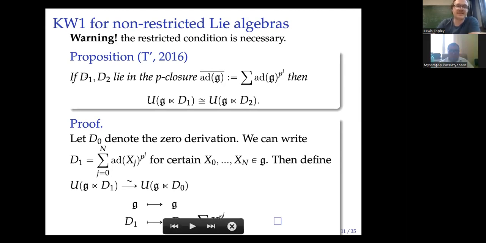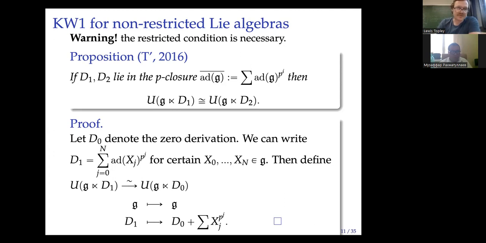Now, if we take any two elements in this p-closure, D1, D2, they're derivations of G. We can form the semi-direct products, D1 appended onto G, D2 appended onto G, and it turns out that their enveloping algebras are isomorphic. I can write down a very simple isomorphism. It goes via an intermediate step. Let's take D0 to be the zero derivation. And for D1, we can write it as a sum of ad x_j to the p^j, for certain elements x_j.